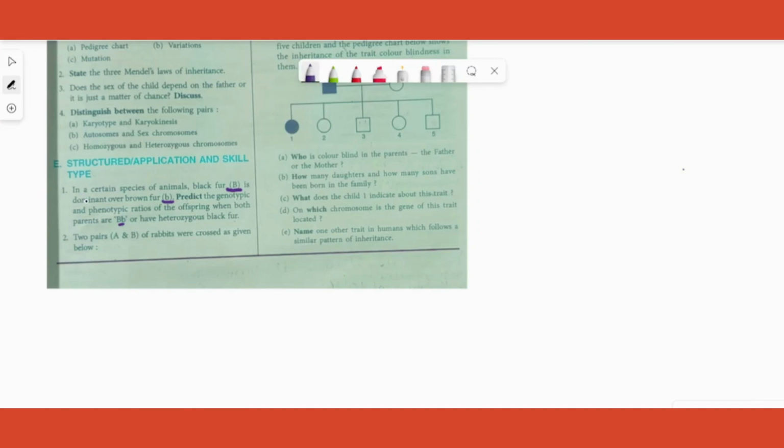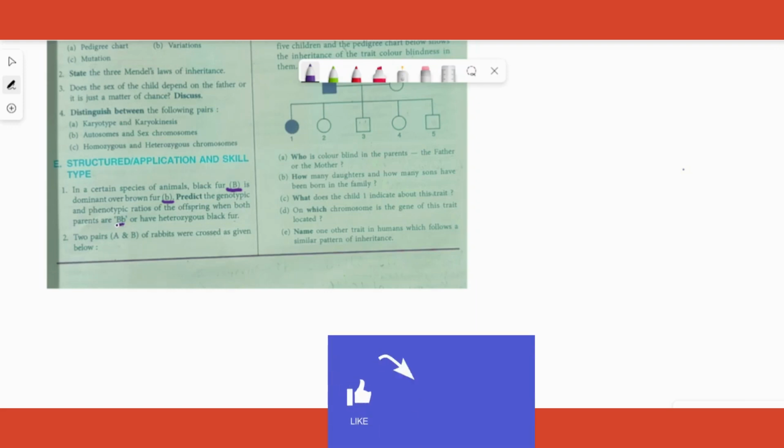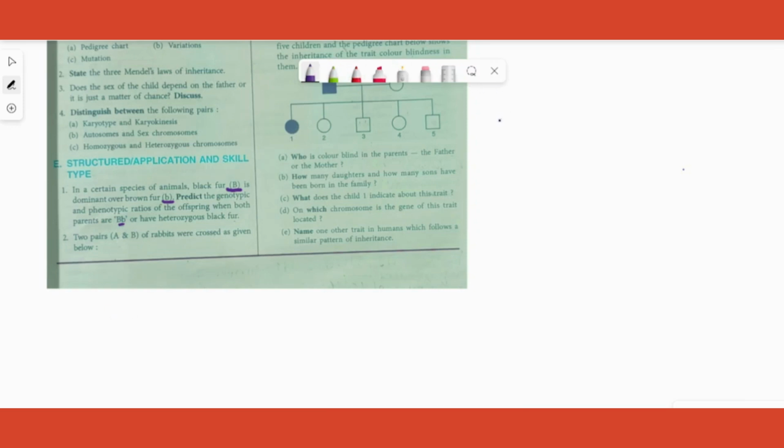First question, it says that in certain animals, black fur is dominant over brown fur, and they are asking us to find the genotype and phenotype of offspring when you cross both parents having capital B small b combination. So what does the data say? The data says that the parents are this. I hope that much you understood from the question. The question says predict the genotype and phenotype of the offspring when both parents are capital B small b. That is given to you.